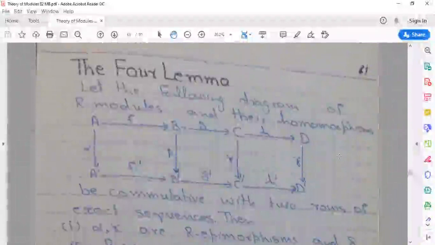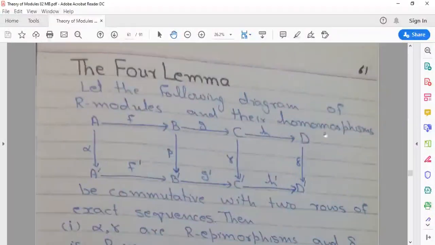We have studied lemma 4. Lemma 4 states the following diagram of R-modules and their homomorphisms. Basically, this is the generalized form of lemma 3. In lemma 3, we studied only this sequence diagram, from A to B and from B to C. We cannot study this part.